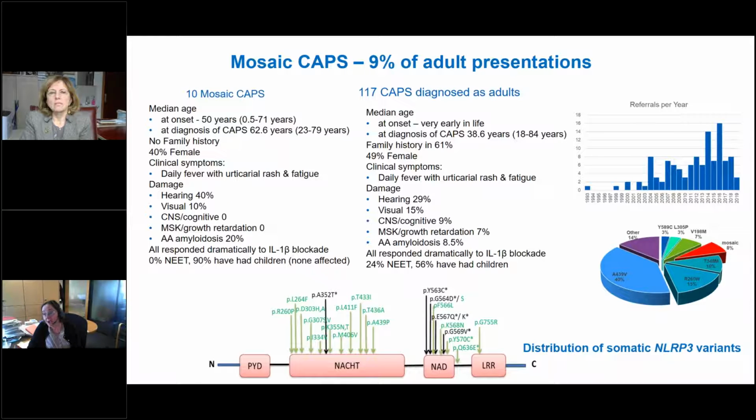And in these patients, onset of symptoms is at 50. Their disease characteristics are the same as patients with germline mutations, except for the late onset. They tend to have the same level of damage in terms of hearing loss, but they have no growth retardation. They have a higher risk of AA amyloidosis, we think probably because the diagnosis was missed for longer. They also respond dramatically to IL-1 blockade.